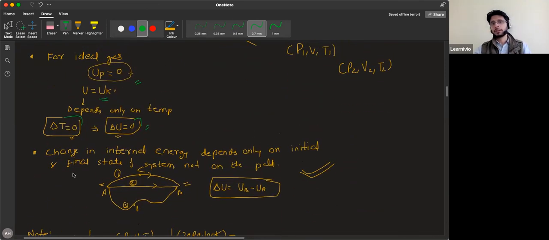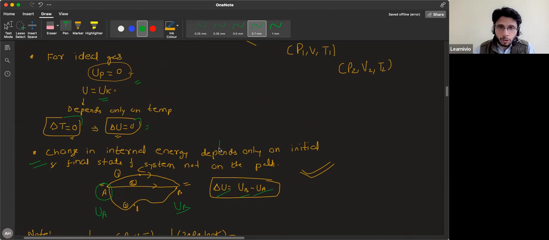And there is one more thing. The change in internal energy depends only on the initial and the final state of the system. It does not depend upon the path. So even if you change the path, the internal energy change will not change. Delta U is UB minus UA. So this is A, here internal energy is UA. This is B, here internal energy is UB. When you go from A to B by any path, the change in internal energy will not change.